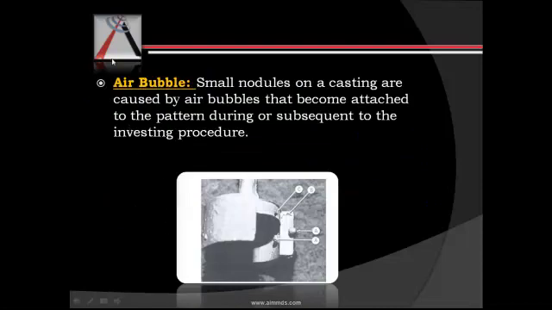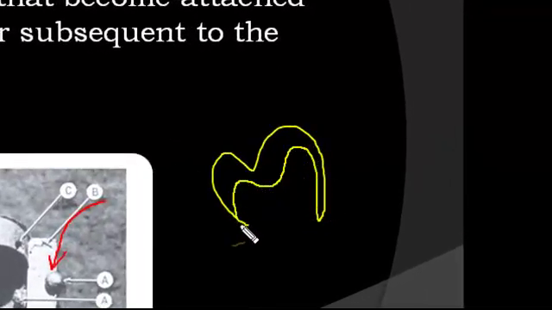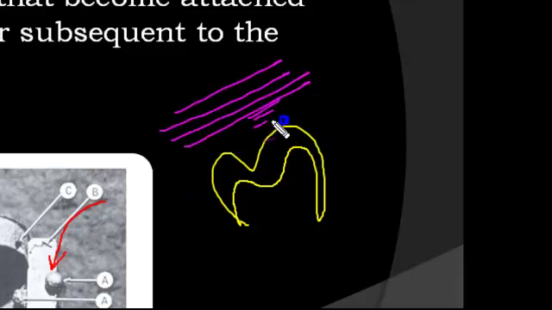The first of these irregularities is the air bubble. Air bubbles which are present in the investment, or present on the surface of the wax pattern, result in the formation of nodules. Again, as simple as that, you have a wax pattern, and on the wax pattern you have a small air bubble. Now when we invest this wax pattern in the investment, this air bubble will prevent the contact of the investment with the wax pattern.